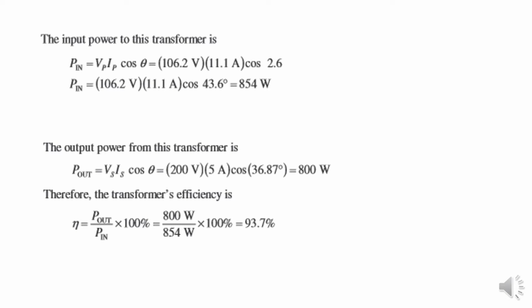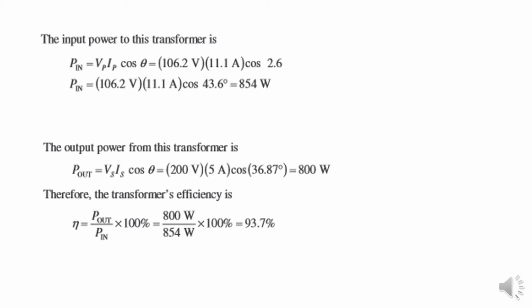Then when we have our input voltage and input current with the angle, we can find the input active power, which is equal to VP times IP times cos theta. Remember, VP and IP are RMS values. VP is 106.2, IP is 11.1, and the angle theta is 2.6. Therefore, finally we get the input power as 854 watts.